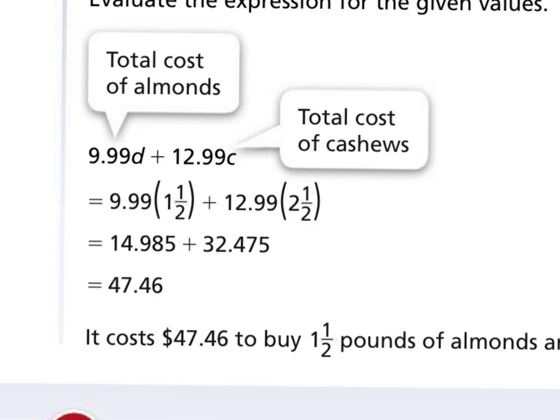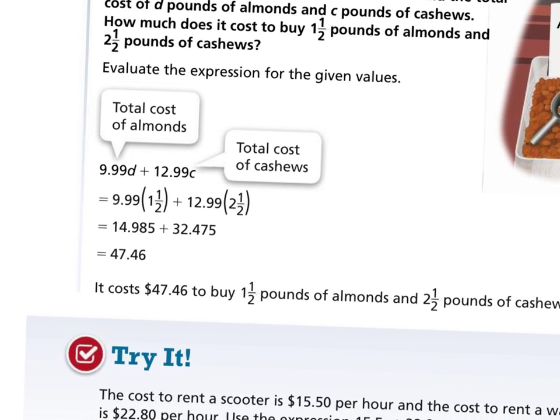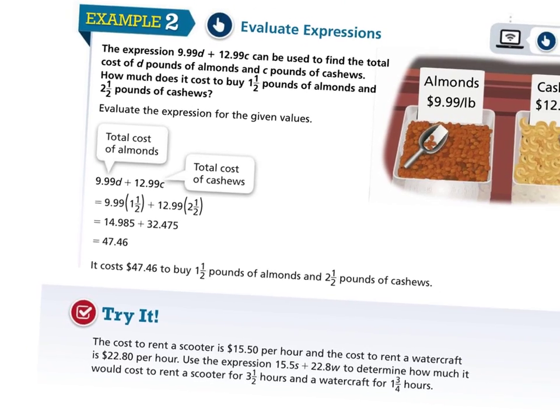In this case, if you are using a calculator, 1.5 would be the same as 1 5/10 or 1.5. 2.5 would be the same as 2 5/10, 2.5, and then you can multiply, add those together. When you add those together, if it doesn't come out even, then we would just round that to the nearest cent, nearest hundredth. So that would be $47.46 would be our cost.